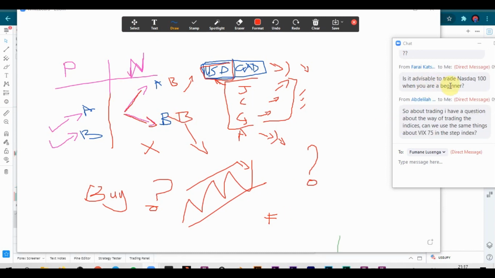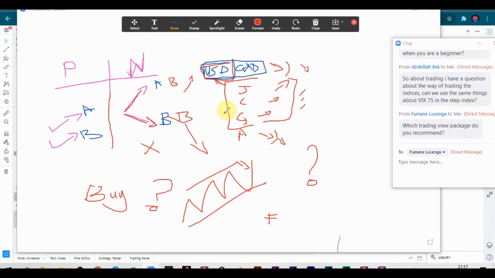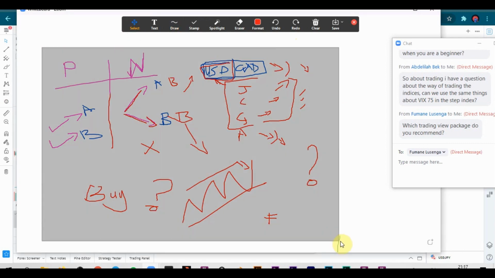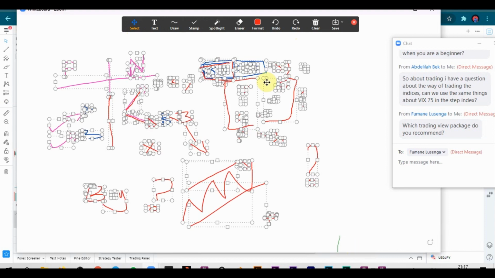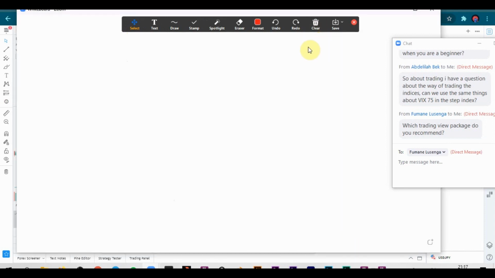Is it advisable to trade Nasdaq when you are a beginner? It's the purpose. If you want to trade Nasdaq, you want to trade gold, you want to trade V75, I will ask you why. If you tell me that I'm trading it because I want to get those quick profits, I will advise you not to trade them, because you won't get those quick profits, but it will just deal with you, ne?